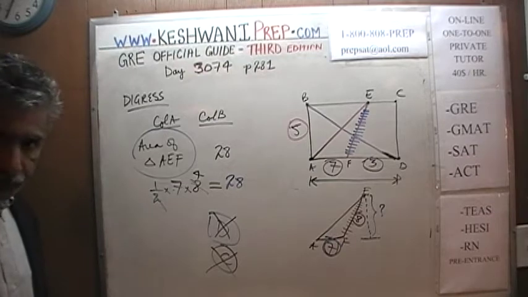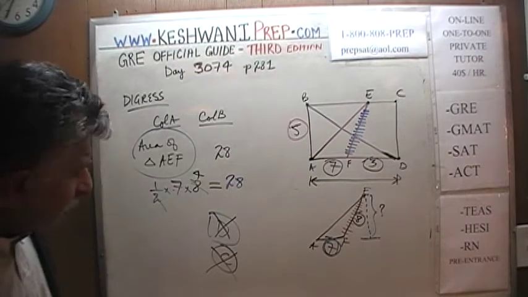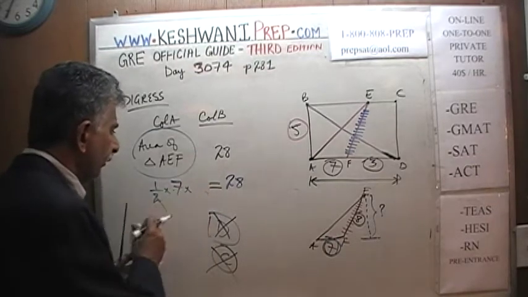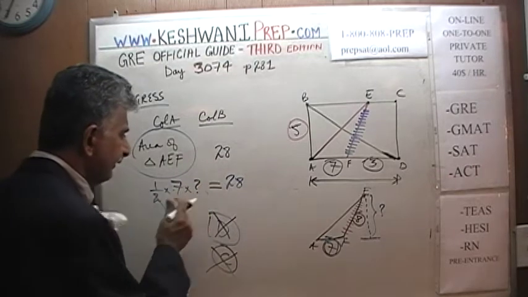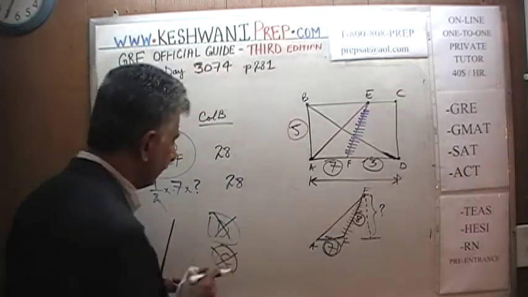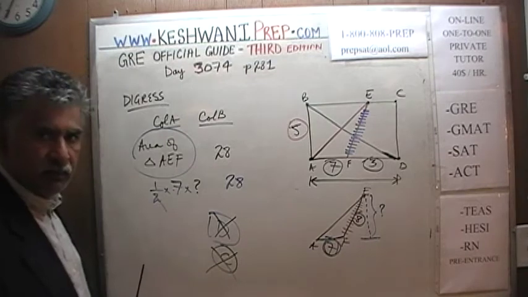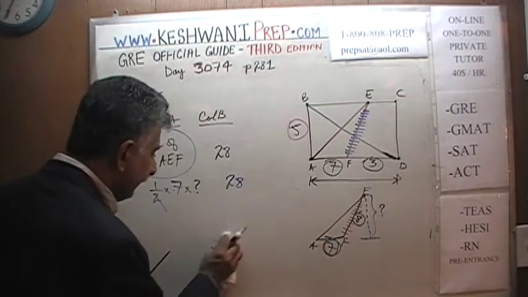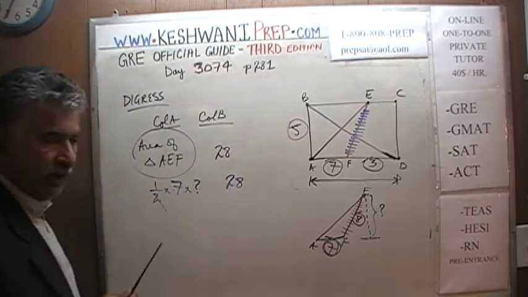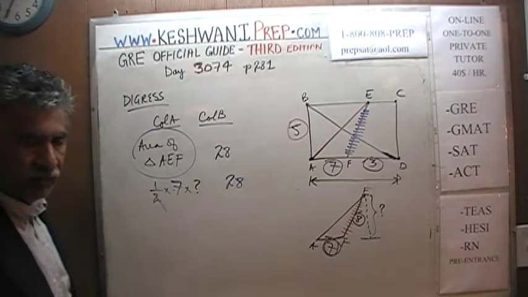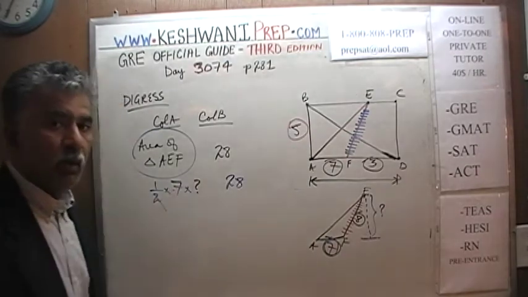So, it is true that there is no way of getting the height, because height is not given to us. So these people were right. But it is not 7 times 8 over 2, which shows even less understanding, because that is not the height.